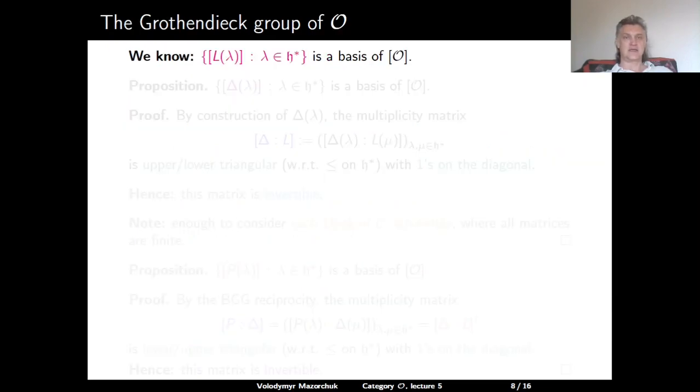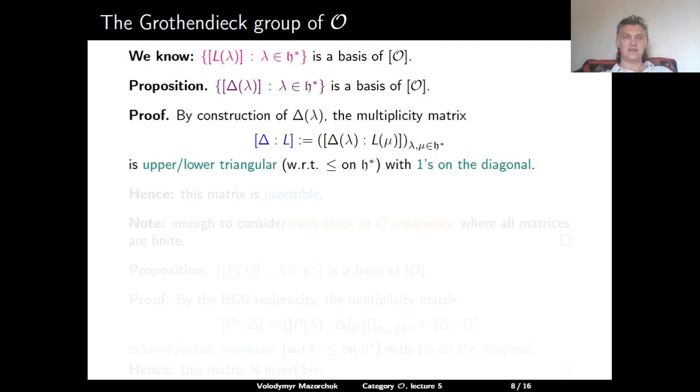So now let us discuss the Grothendieck group of category O. From the previous example, it follows that the Grothendieck group of category O is the free abelian group with the basis given by the classes of simple highest weight modules L lambda, where lambda is a weight. We claim that the Grothendieck group of O has another basis, which is given by the classes of Verma modules.